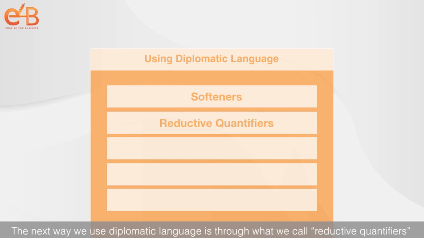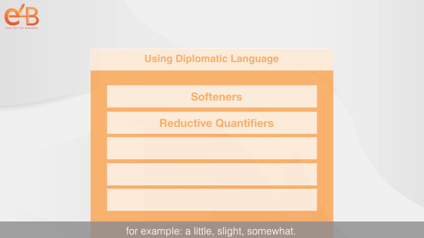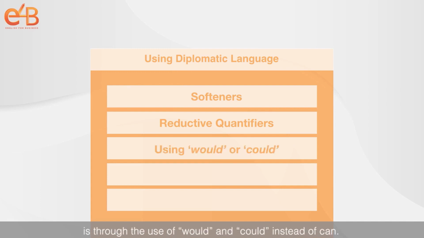The next way we use diplomatic language is through what we call reductive quantifiers. For example, a little, slight, somewhat. Here, we can take the heat out of a potentially negative statement. For example, instead of saying, we have a problem, we can reduce the impact by saying, "We have a slight problem." Another way to make your communication more diplomatic is through the use of would and could.